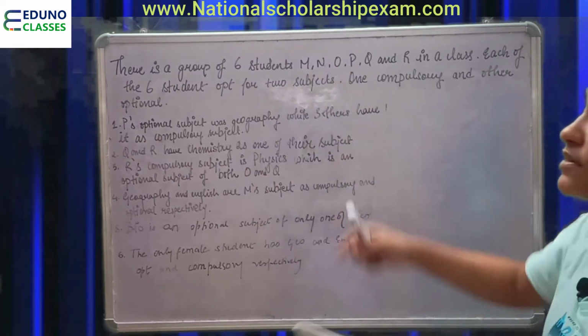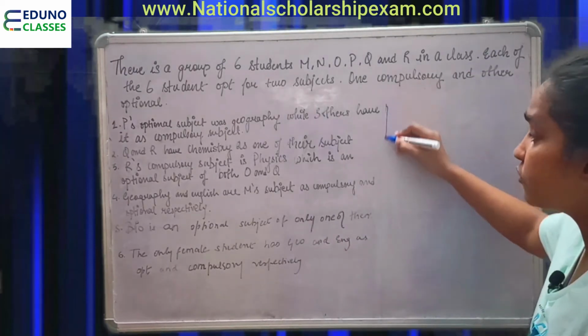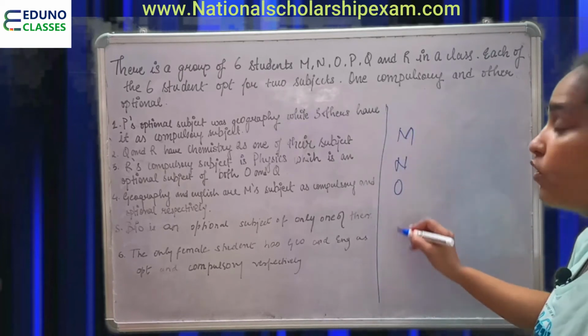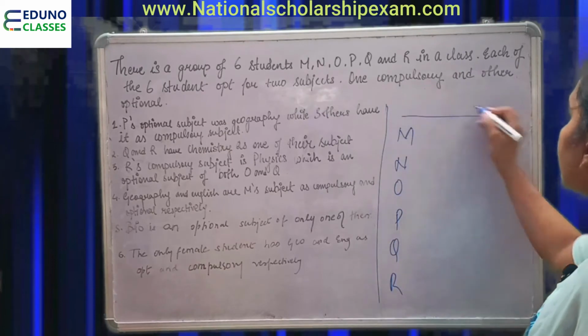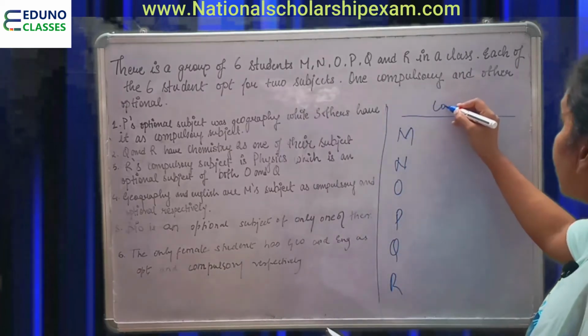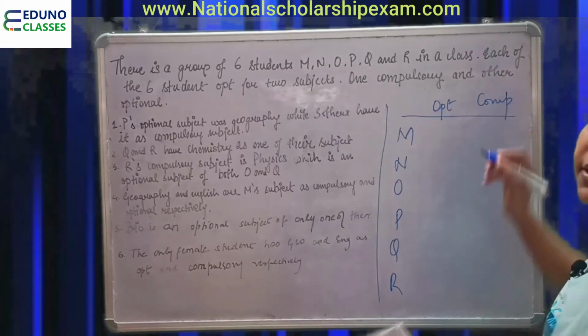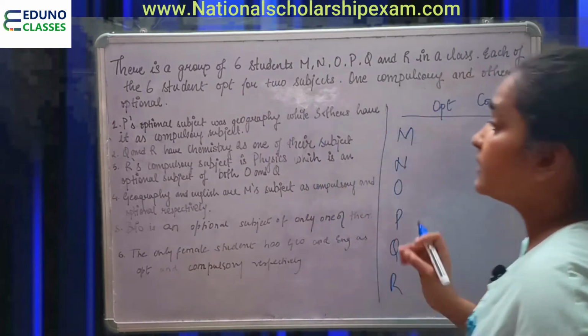But before we go to the specifications, let me tell you that these kinds of questions will be solved through a matrix. So we have to draw a matrix: M, N, O, P, Q and R, and here we have one subject as optional and the other as compulsory. Now we have to classify them as per the given specifications.